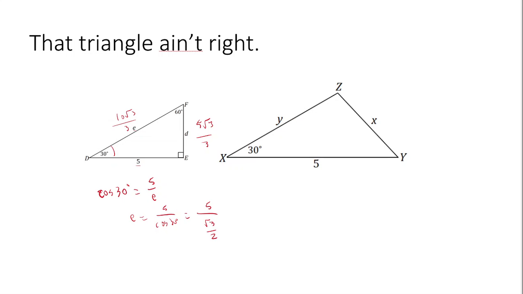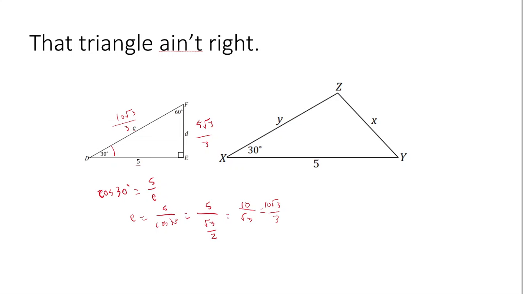Hopefully that makes sense. It makes sense how to do the rest of that, right? It'd be 10 divided by root 3. Rationalize it. It's 10 root 3 over 3. Okay, and you could do the same thing with tangent if you wanted to find d.